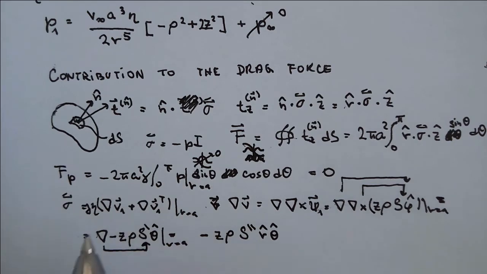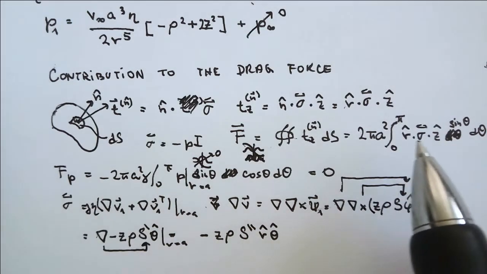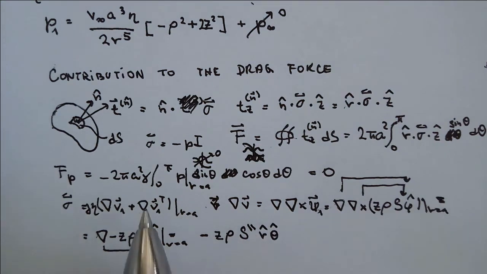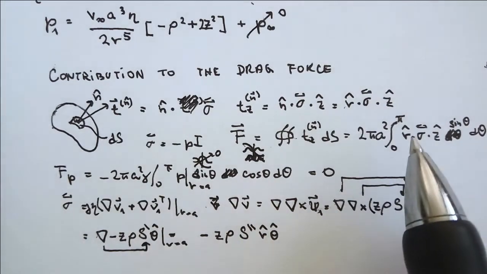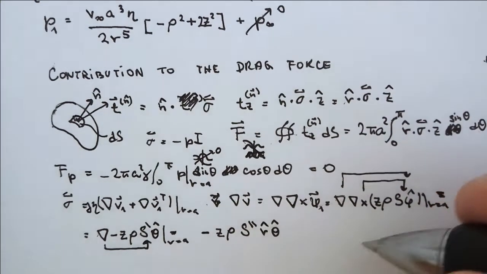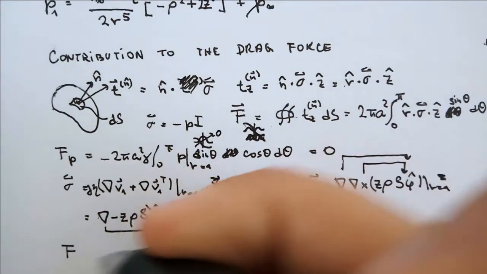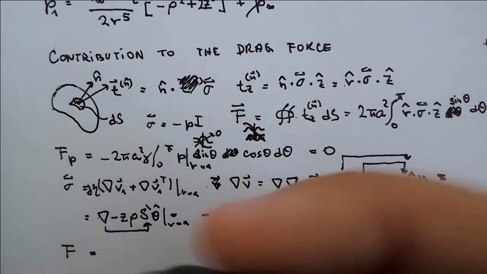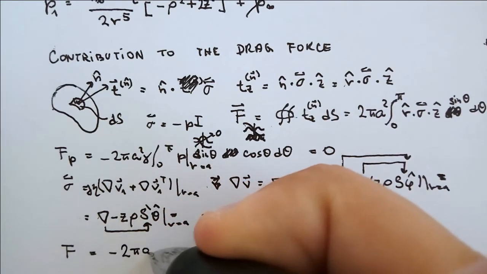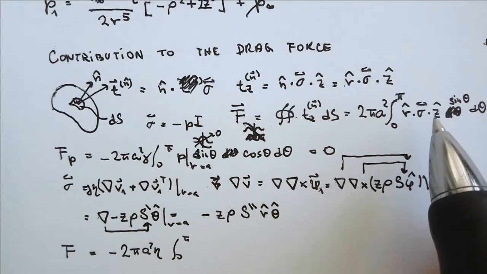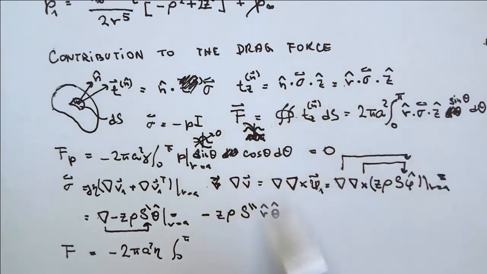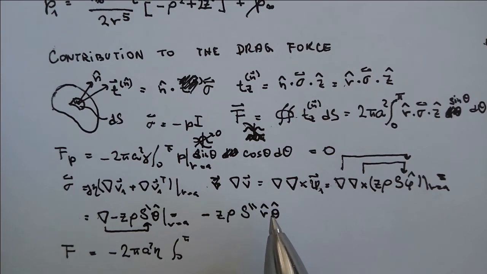And as you can see, the only term which will survive in this dot product is this first term, because the transpose will switch the order of this, but r is perpendicular to theta. So the only term from the force will be 2 pi with minus 2 pi a squared eta, integral from 0 to pi. There should be a minus sign, because z hat dot theta hat is minus sine theta, so there should be plus instead.